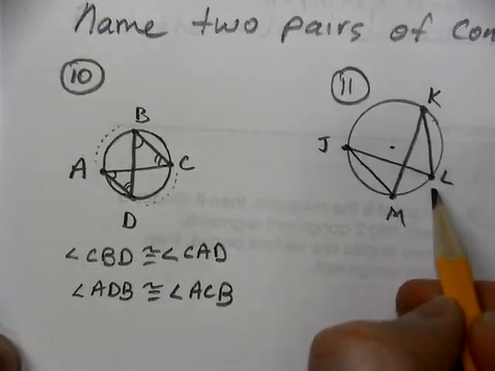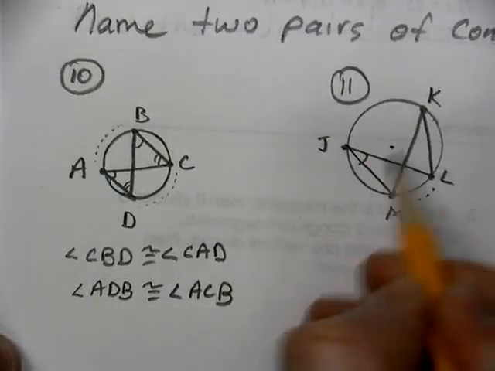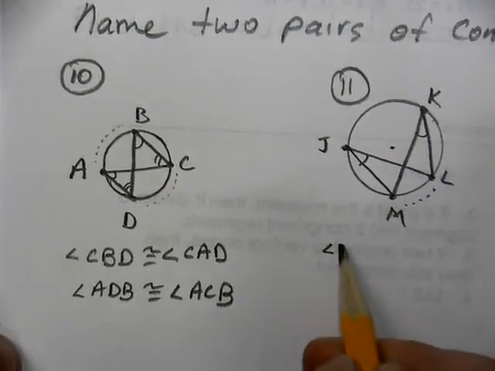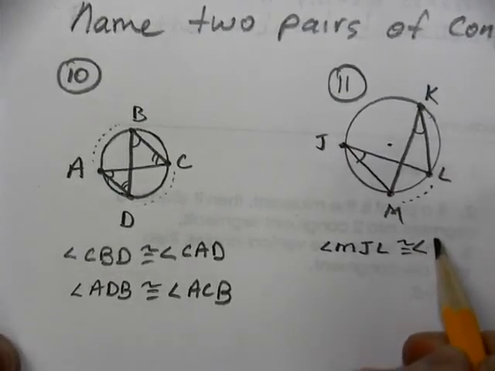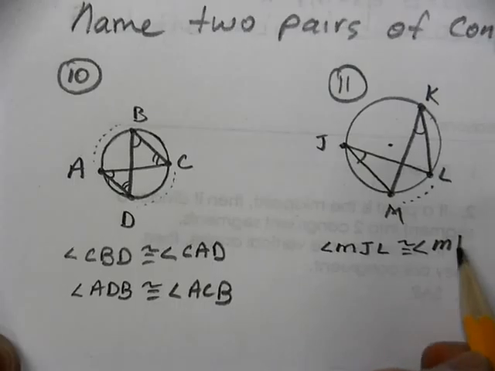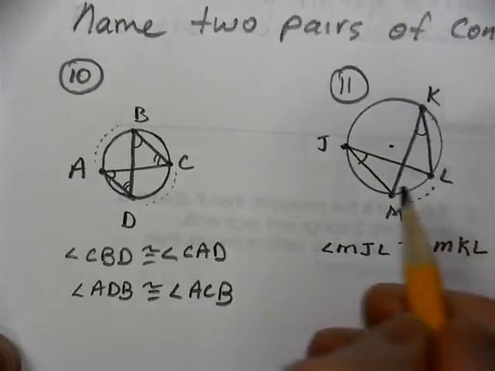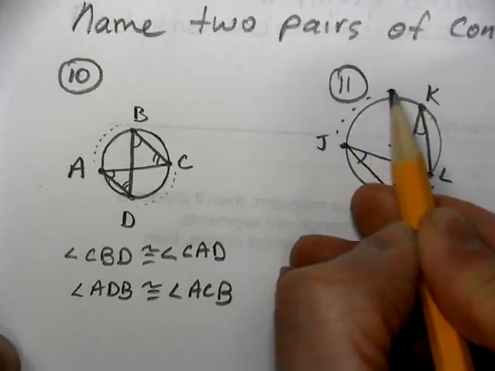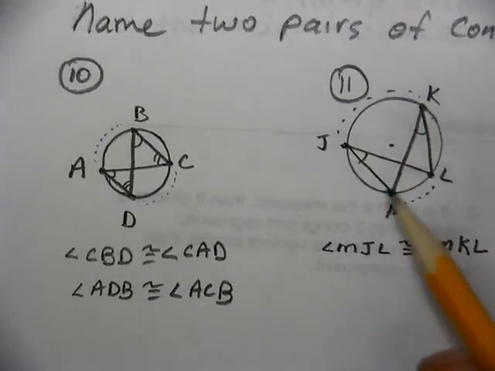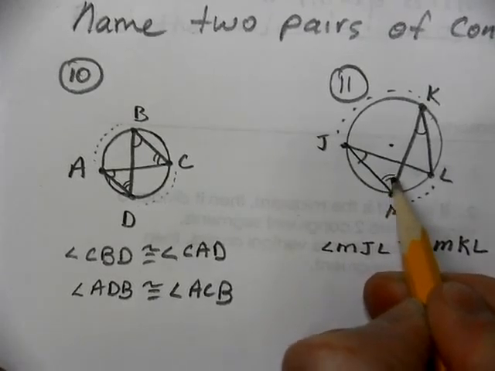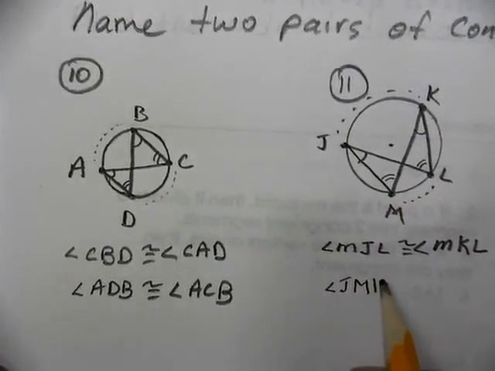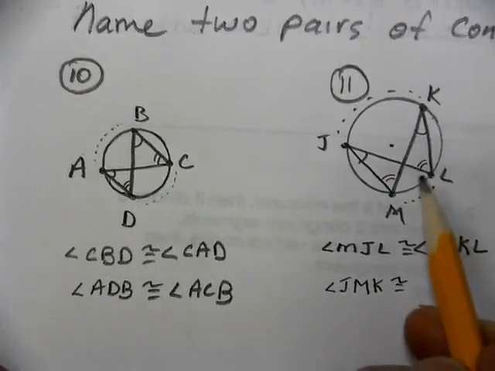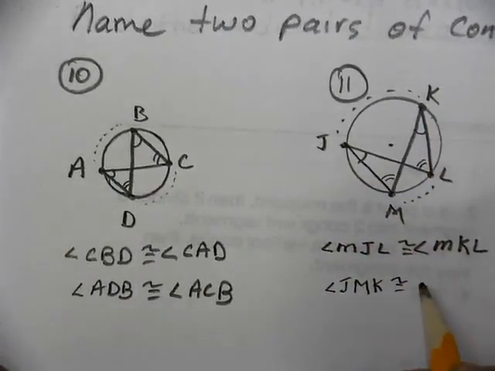We're going to do the same thing here. We see this arc. The angle that opens up to touch it is going to be angle MJL, which is congruent to angle MKL. Then, looking here at this arc, the two angles that open up to touch it, angle JMK is going to be congruent to JLK.